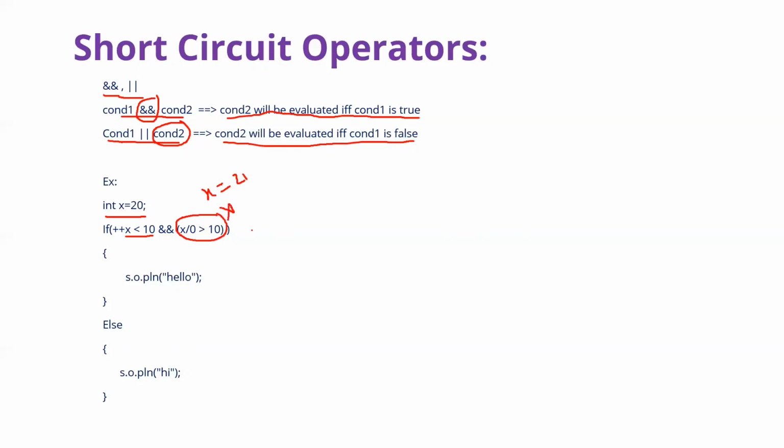Even though I had written a wrong case, x by 0 greater than 10, which would result in an error, right? But this is not at all evaluated by the JVM, so we will not get any error. Simply it will enter into the else and we will get the output as high. But whenever I replace this short circuit operator with the non-short-circuit AND operator, both the conditions will be evaluated: ++x, 11 less than 10 is false, and this expression is also evaluated and will raise a division by 0 error.